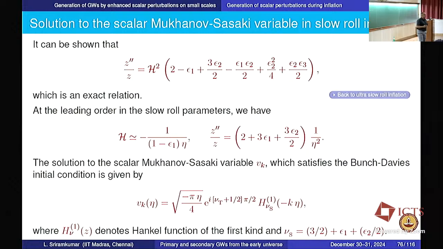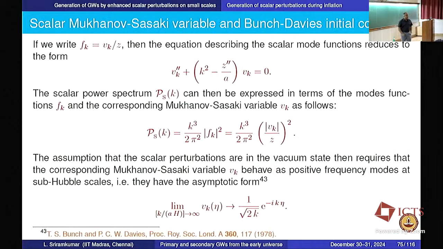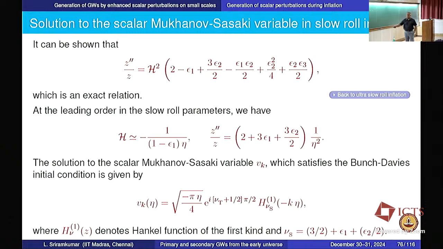And as I already indicated, if your z double prime by z or a double prime by a is 1 over eta squared, the solutions are Hankel functions. And it's a matter of determining what the index of the Hankel function is, and you choose amongst the two solutions to this differential equation. There is this Hankel function and its complex conjugate, which is H nu 2. You need to choose one which satisfies this initial condition at early times, and that picks your solution, which is the Hankel function of the first kind. And the nu s is given by this expression.